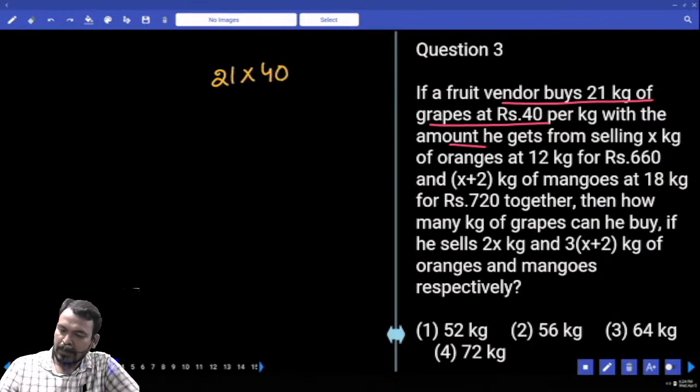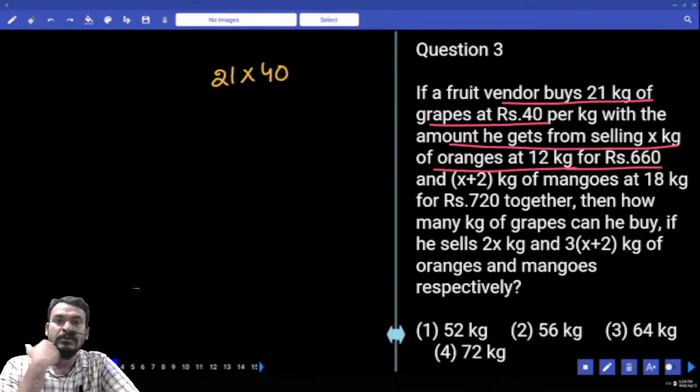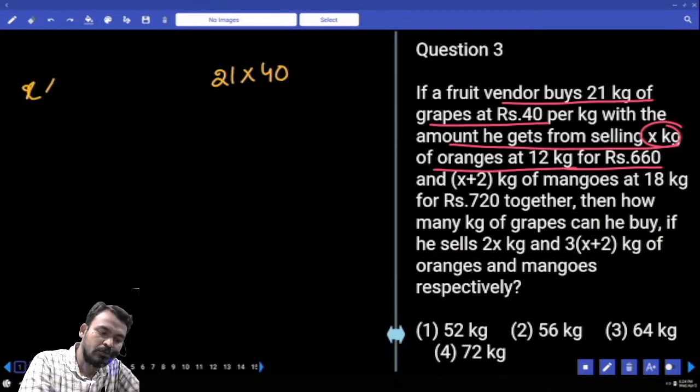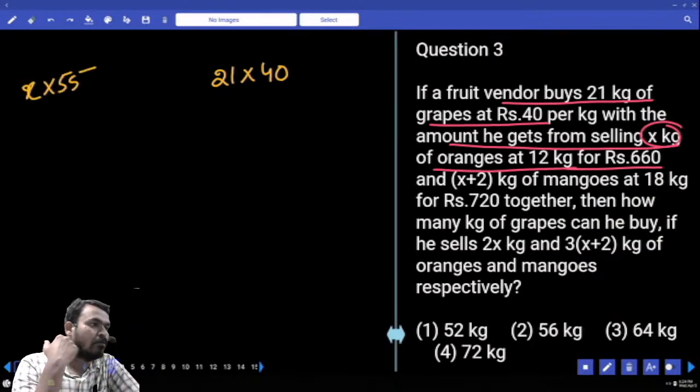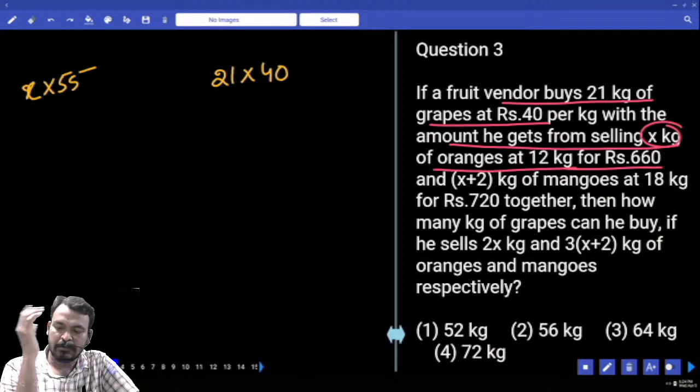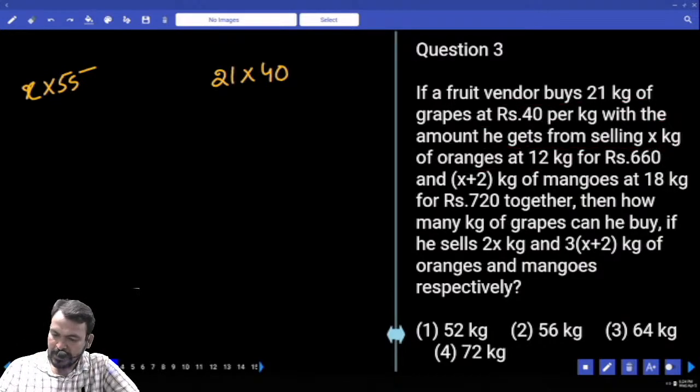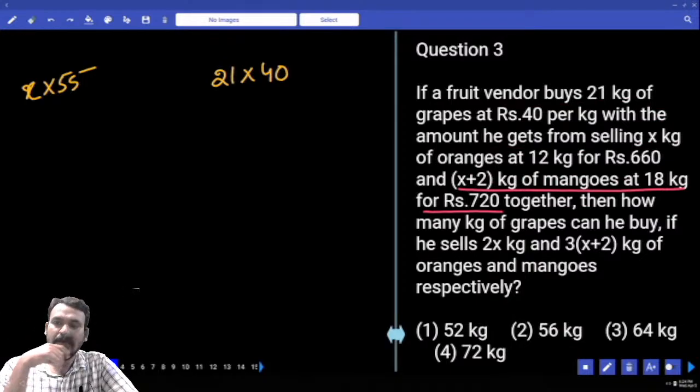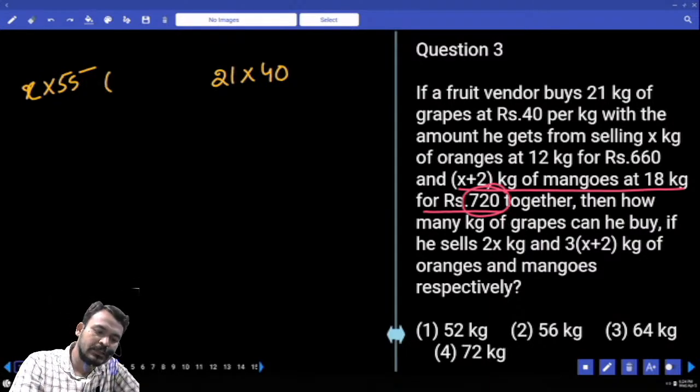Okay. With the amount he gets from selling X kgs of oranges, 12 kgs for how many rupees? 660. 12 kgs 660 means what is the per kg value? 55. How many kgs are sold? X kgs. Then I write X into which one? 55, or not? Second one, X plus 2 kgs of mangoes at 18 kgs for 720, together, or not? 18 kgs is how many rupees? 720. What is the per kg value? 40.